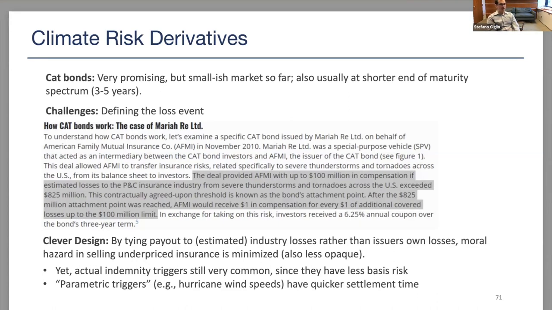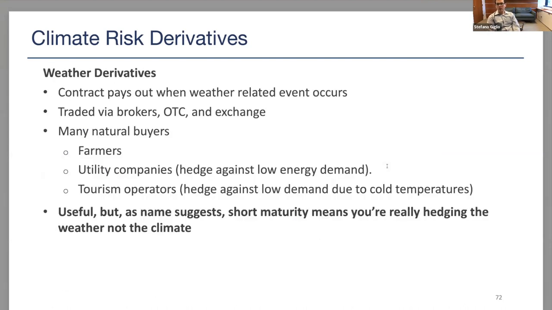There's a lot of variation in these kinds of contracts, but this is the kind of contract you find in reality, which has a big problem, which is short maturity. So again, it does not protect you from the long-term climate risk. Any questions?